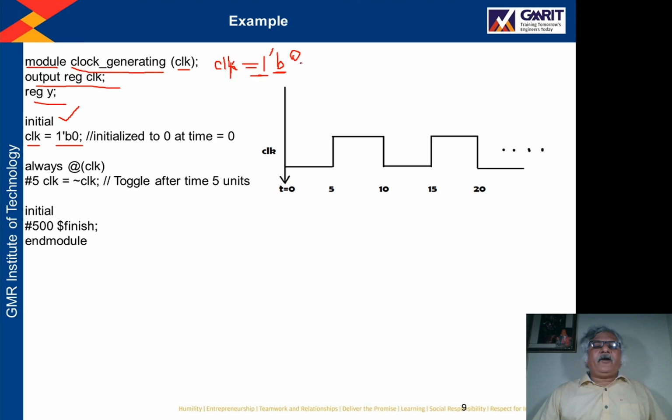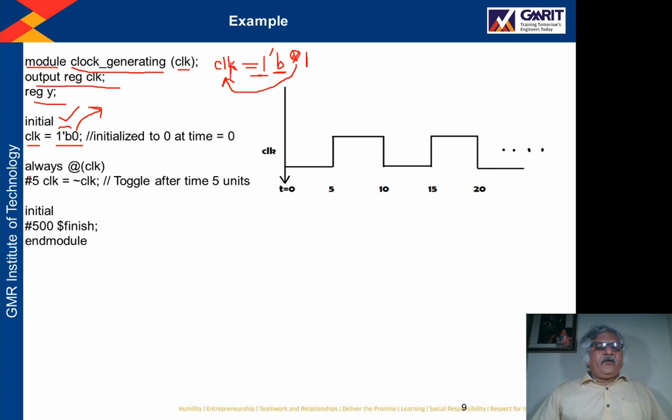So with this statement, 0 will be assigned to clock. If you want to assign 1 to the clock, then in place of this 0 you write 1, and then 1 will be assigned to clock. So here 1'b0 means 1 bit, and that bit has the value 0. In this way we write the values.